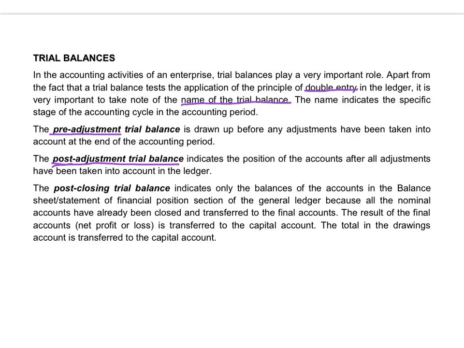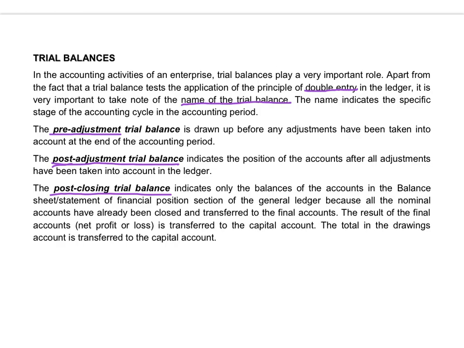And when we draw up this post-adjustment trial balance, we want to ensure that the debit and credit totals are still the same, so that we know that for every adjustment we did a debit entry and a credit entry. Then we will do closing transfers, and we will take all the nominal accounts to our trading profit and loss account, and we will transfer the drawings to the capital account. And after we've done all these closing transfers, we will draw up a post-closing trial balance. So that means a trial balance after the accounts were closed.